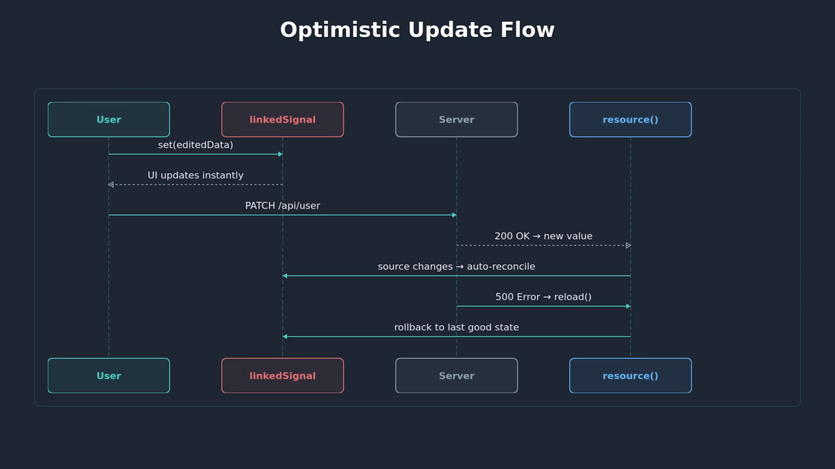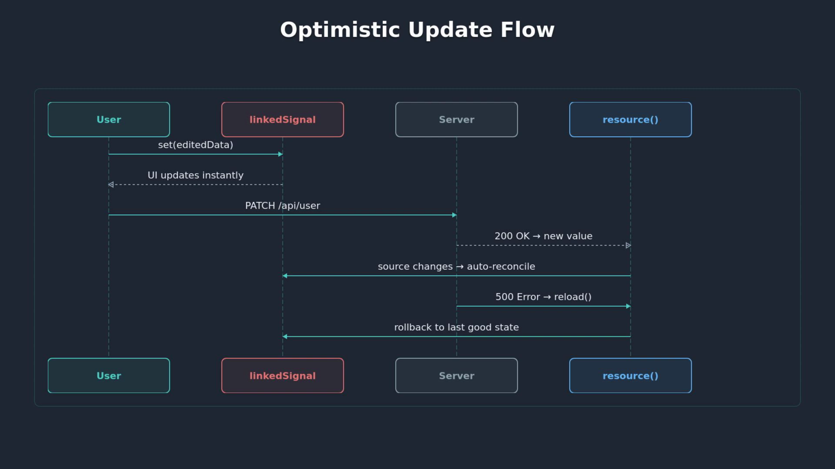The optimistic update flow. Step 1, the user edits a field. You call set on the linked signal immediately. The UI updates instantly. Step 2, send the change to the server. Step 3, reload the resource. When the server responds, the resource signal updates, which triggers linked signal's computation. The computation creates a new copy from the fresh server data, reconciling any conflicts.